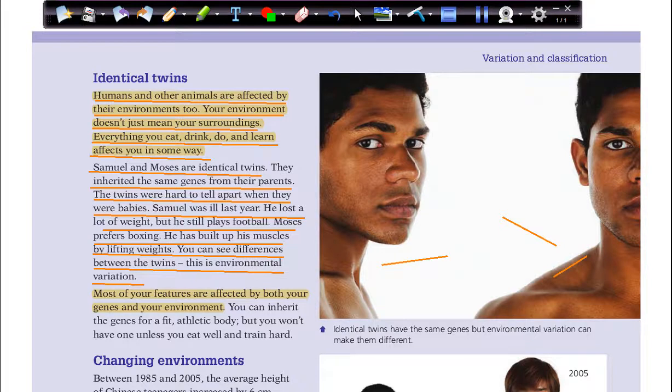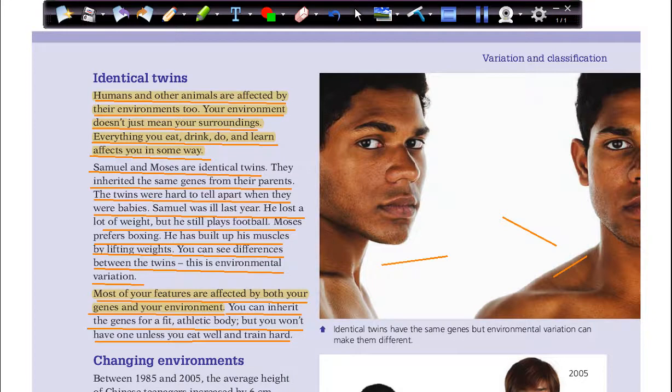Most of your features are affected by both your genes and your environment. So you inherit some of the genes from your father and mother, but your environment also could control you. So if you compared your body mass and height with another person in another country with a different environment, a different diet, different type of food, different conditions, healthy or bad, you will find there is a big difference, a variation between you and him or her in body mass and weight, even though you have the same age. You can inherit the genes for a fit, athletic body, but you won't have one unless you eat well and train hard.